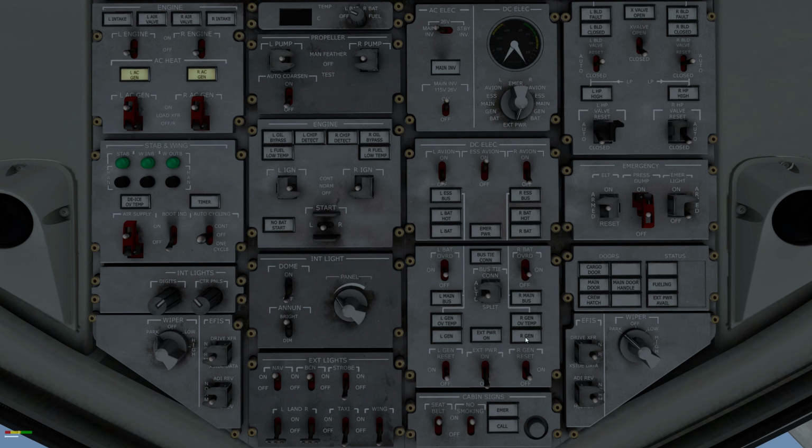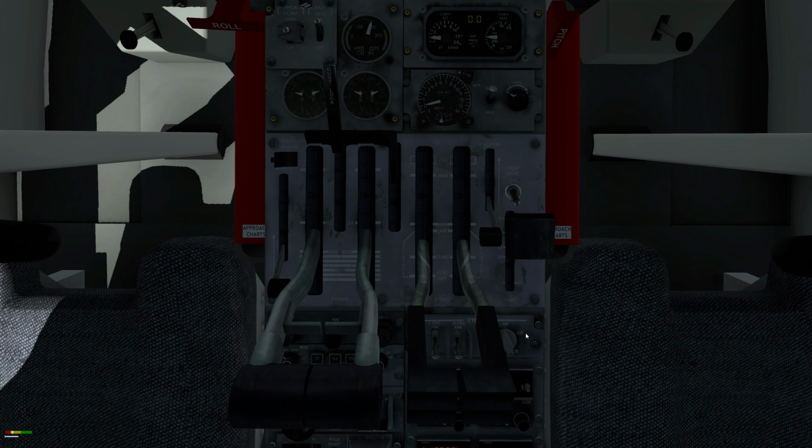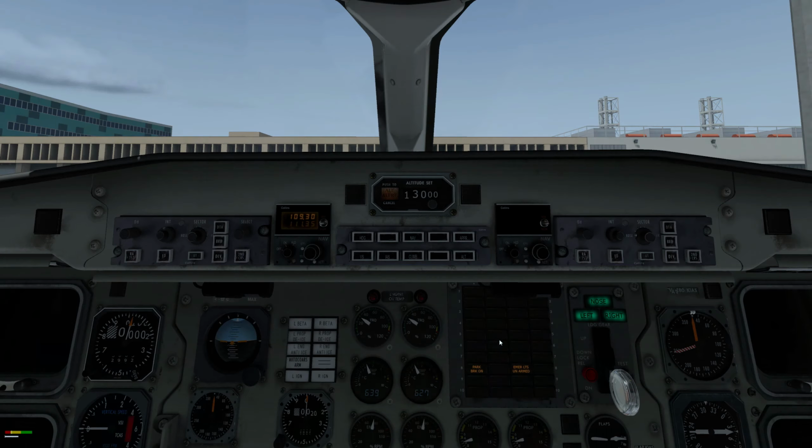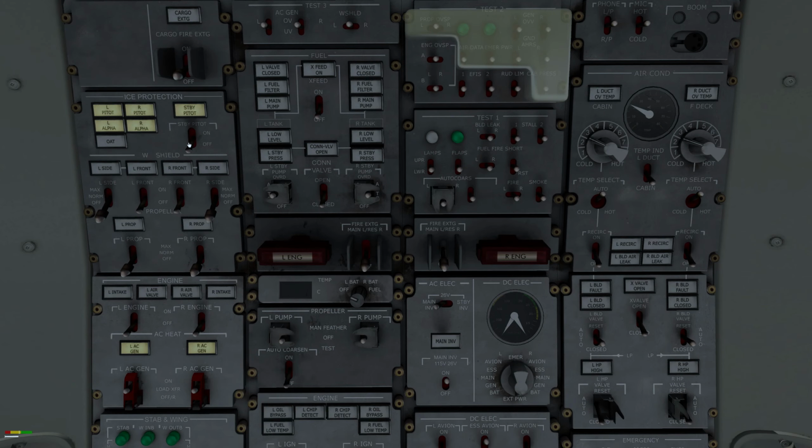So let's check the hydraulics, and they're in the green band as expected. Not a problem. So we've checked the hydraulic quantity and pressure. Standby pitot, which I think is up here. Yeah, standby pitot is now on, and the light goes off.